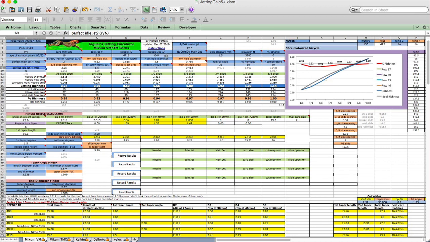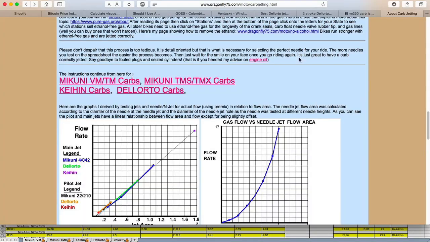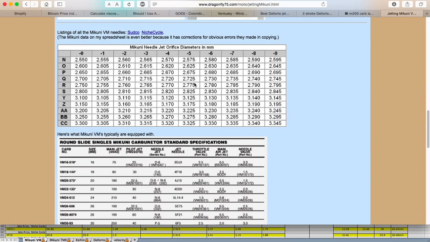Okay, needle jet ID. If you look on my website, Mikuni, this section out here is the needle jets. The needle jet is the hole in which the needle slides in and out of. On my VM18, it's got an O-0. O is this row right here, and 0 is this column right here. Where those two intersect tells you the inner diameter of that needle jet, which in my case is 2.6. But you don't have to know that, but it's handy to have this chart.